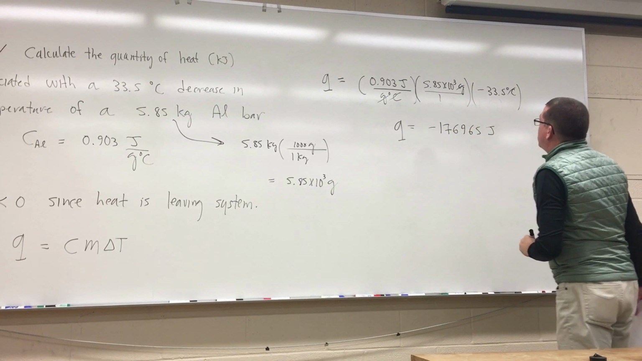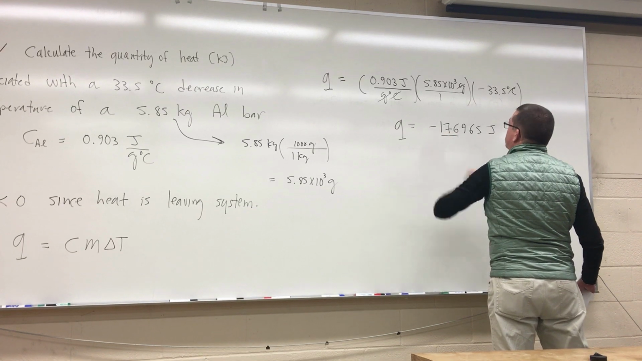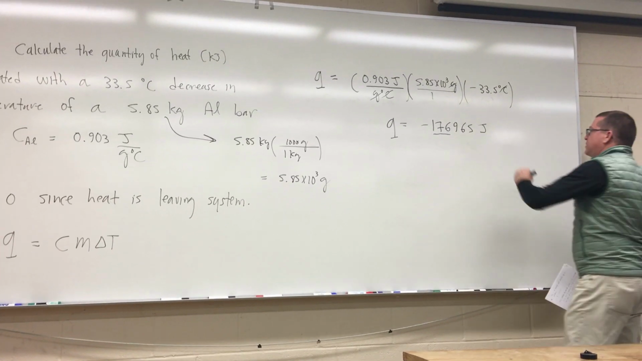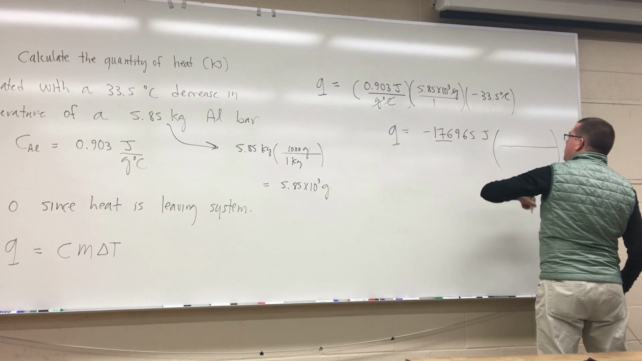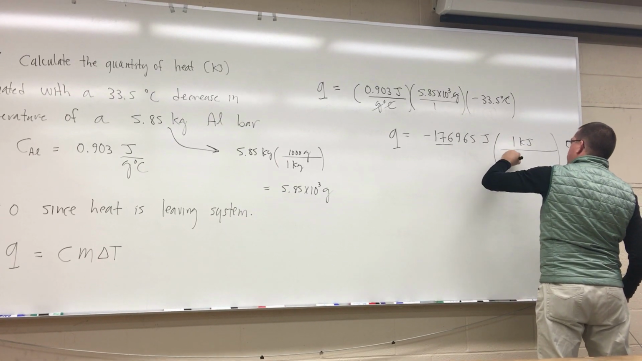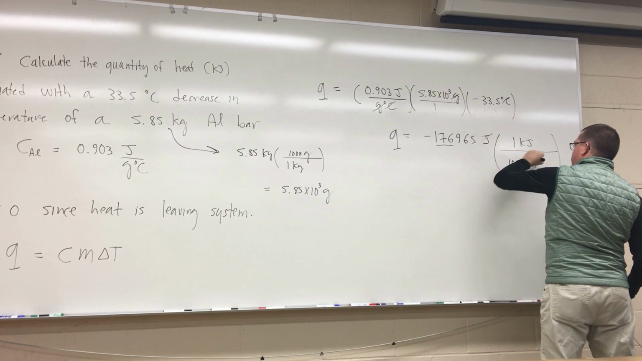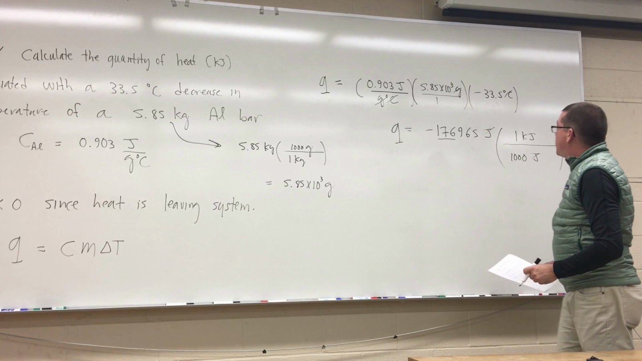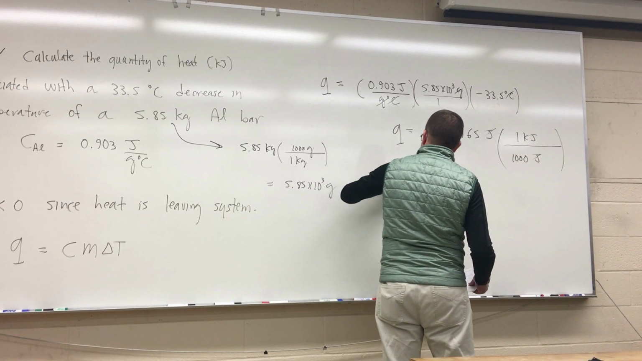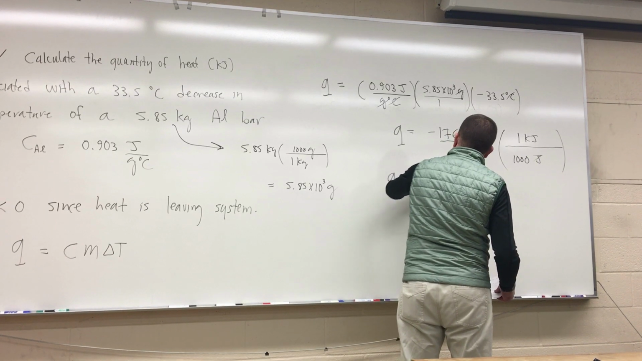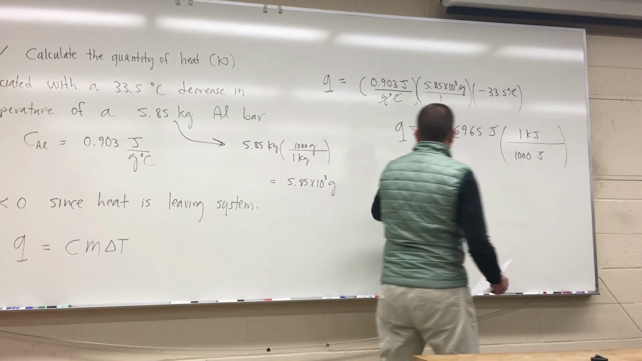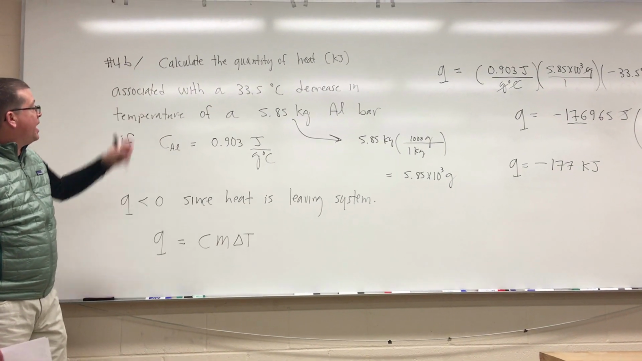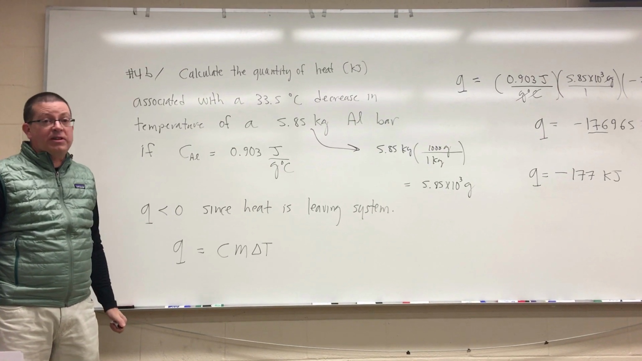joules. If we follow our sig figs, this is really going to be good to 3 sig figs. Now I want to convert this to kilojoules because that's what the problem asks me to do. I know that in 1 kilojoule of heat, I've got 1,000 joules of heat. Joules cancel, I'm left with kilojoules. I'm going to divide by 1,000, so that takes me to minus 177 kilojoules. That's the actual amount of heat that's going to be lost by the system as it decreases in temperature by 33.5 degrees Celsius.